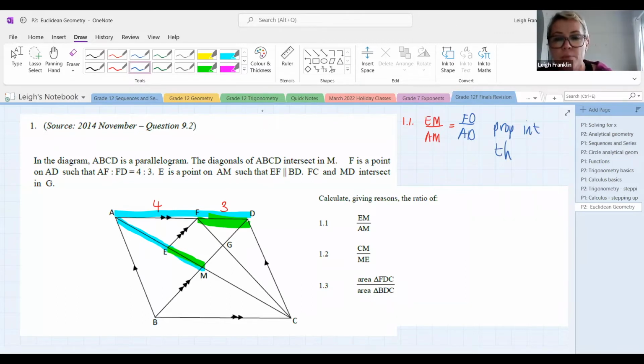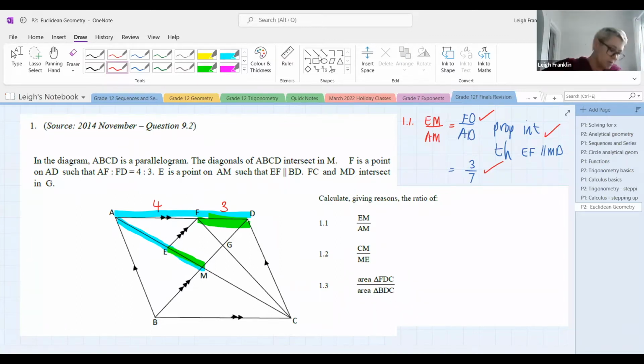Remember, when we say proportionality intercept theorem, we have to name the parallel lines, otherwise we don't get a mark for the reason. So EF parallel to MD, and then that was going to be equal to, somebody already told us, it was 3/7. Okay, that's fine, and of course you swapped it around, never mind. So there you can see your 3 marks. 1 mark for that, 1 mark for the reason, and 1 mark for the answer.